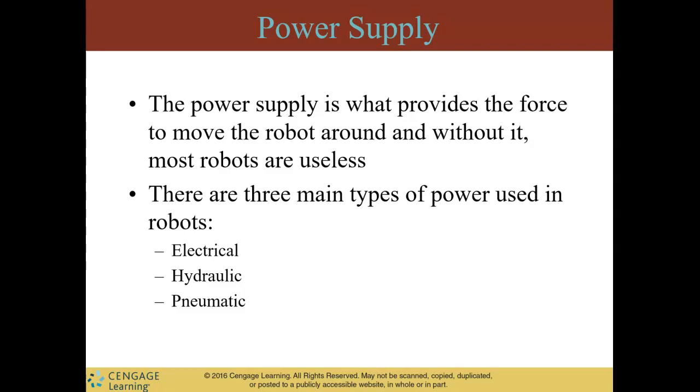The three main power supplies that are commonly used are electrical, hydraulic, and pneumatic. All of these power sources have their pros and cons and are used for different purposes. And we're going to talk about each of them in a little bit more detail.